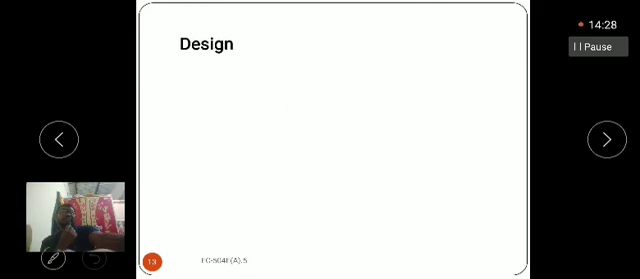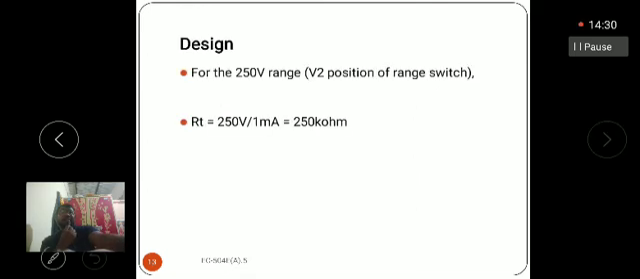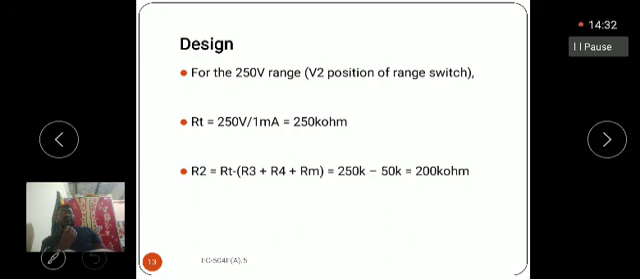Then the next one is for the 250 volts range, that means the V2 position of the range switch. RT is equal to 250 volts by 1 milliamp, so we get 250 kilo ohms. Then finding R2: R2 is RT minus the three resistors R3, R4 plus Rm, that is 250K minus 50K. Then we get 200 kilo ohms. This is R2.